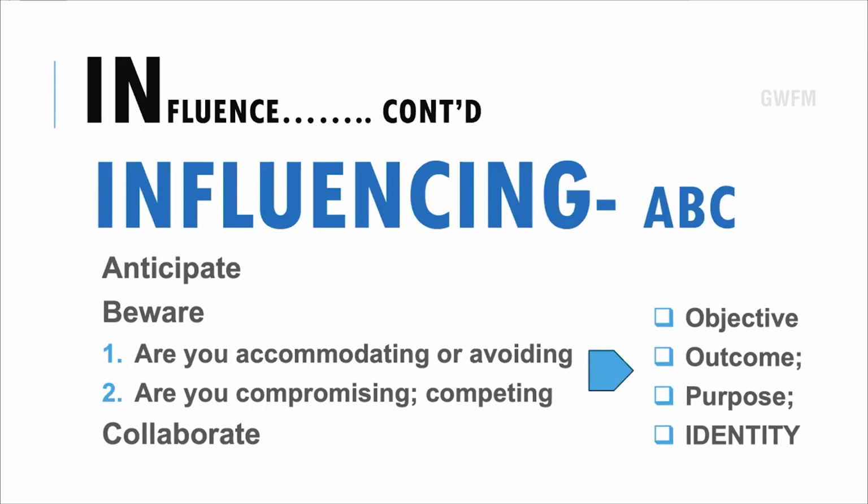Second is, are you compromising or are you competing? I think those are two things. The moment you start detecting, immediately switch to the next gear. Can I collaborate? And always take recourse to the four points, right? Go back to objective. What do I want to influence on?